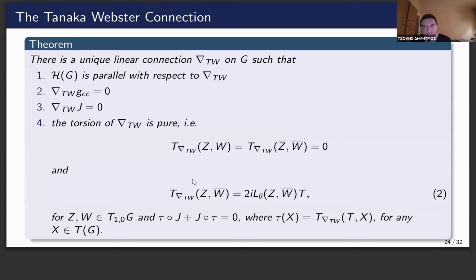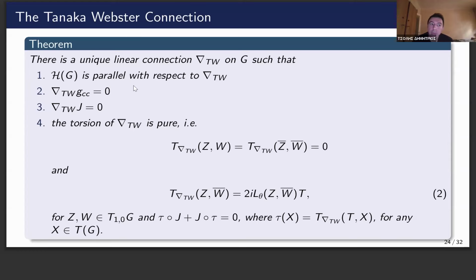Okay, so one final thing I'd like to mention is the Tanaka-Webster connection. So we want a canonical connection on those Sub-Riemannian manifolds. Essentially, we want something that is very compatible with a CR structure, and of course with a Levi form. And the Levi-Civita connection is not the one to use here. So we need something else. And this is essentially the Tanaka-Webster connection.